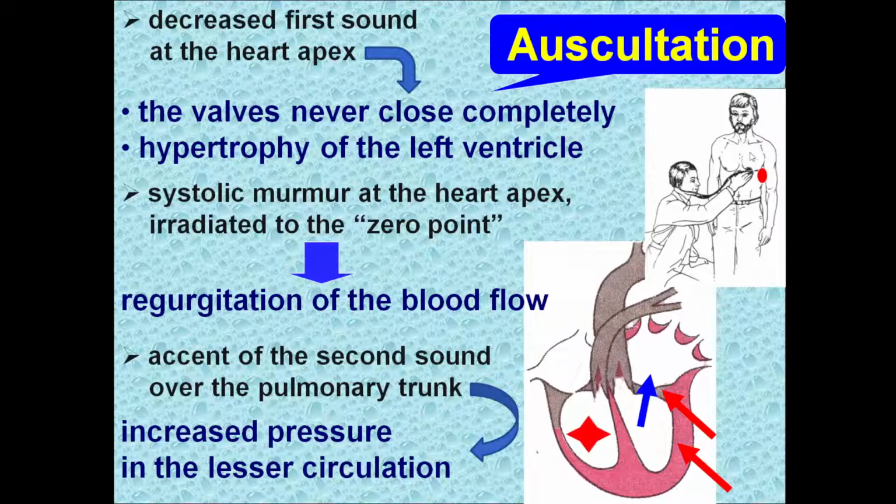And I will again draw your attention: the main sign of mitral regurgitation is a systolic murmur over the heart apex which radiates to the axillary point.